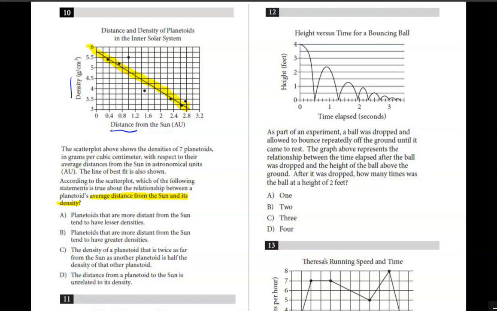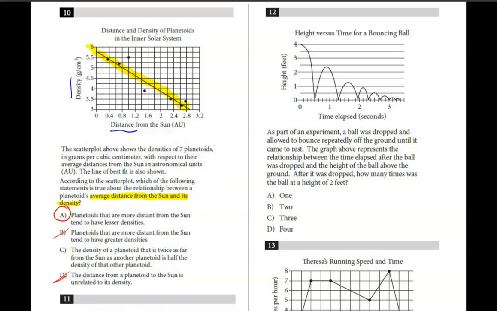So let's go through the answers. Part A, planetoids that are more distant from the sun tend to have lesser densities. I think it's that. Let's just go through. Planetoids that are more distant from the sun have greater. No. The density of a planetoid that is twice as far from the sun is half the density. I might have to check that number. Part D, the distance from planetoid to the sun is unrelated. Well, there's definitely a relationship here. So let's look at C.